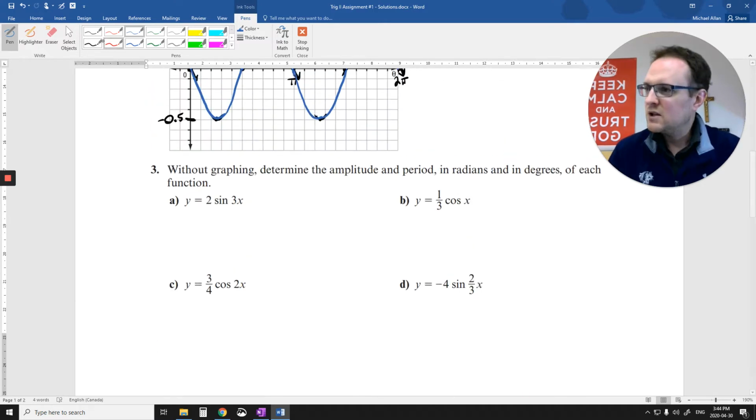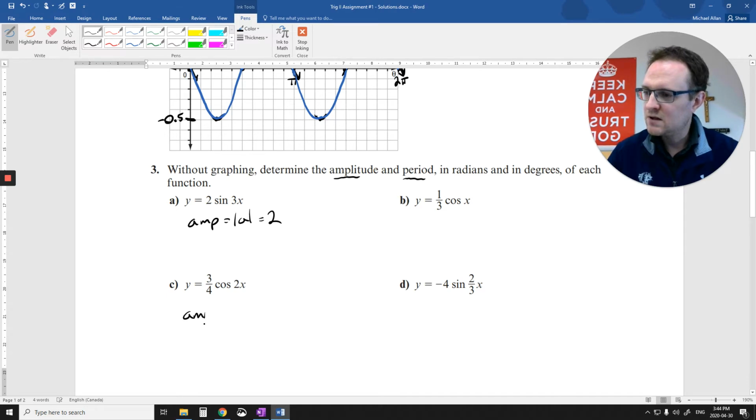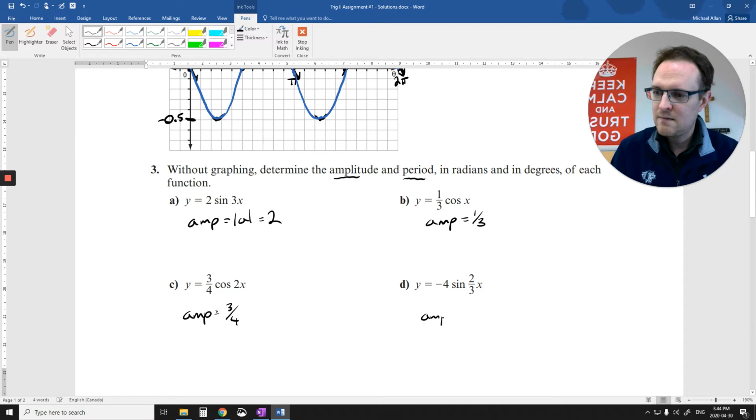Without using graphing technology, I should be able to determine the amplitude and the period, in both radians and degrees, of each of these functions. So the amplitude is pretty easy. Just follow the same logic as before. It's the absolute value of A. So the amplitude of all of these is just that number that's sitting in front without the negative. So that one's positive 4. Everything else stays positive. My period is either 2 pi over B or 360 over B.